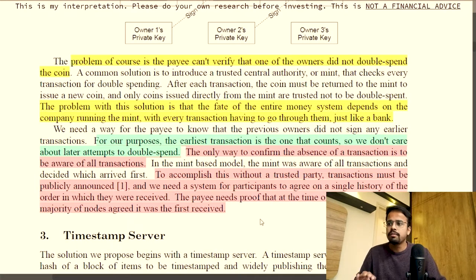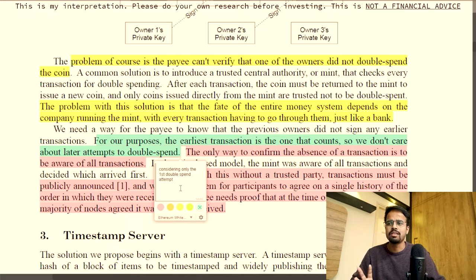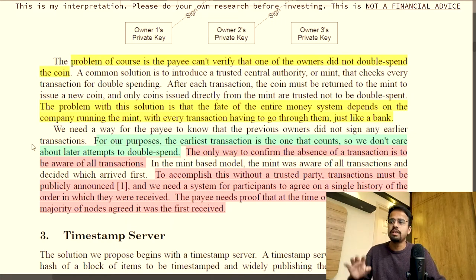Hence, we need a way for the payee to know that the previous owners did not sign any earlier transaction. For our purpose, the earliest transaction is the one that counts, so we don't care about later attempts. It's just saying we will only consider the first double spending attempt that happened. And we need to find a way to know that none of the previous owners signed any earlier transaction, so they are not double spending.